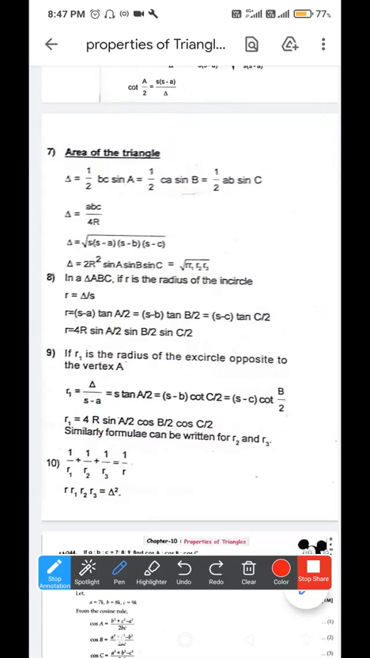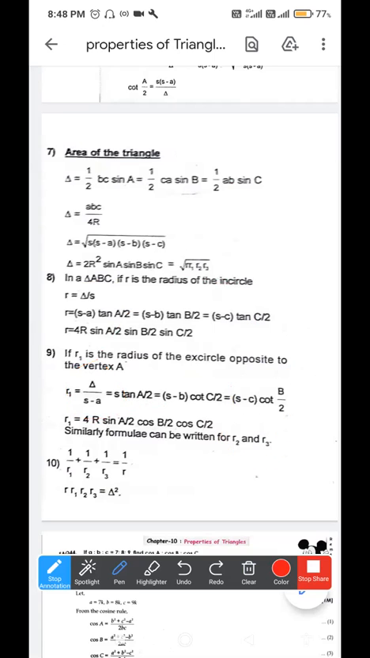Got it? If R1 is the radius of the excircle opposite to A, then R1 is equal to delta by S minus A, which is also equal to S into tan A by 2, which is equal to S minus B into cot C by 2, which is equal to S minus C into cot B by 2. So R1 is equal to 4 capital R sine A by 2 cos B by 2 cos C by 2. Similar formulas can be written for R2 and R3.